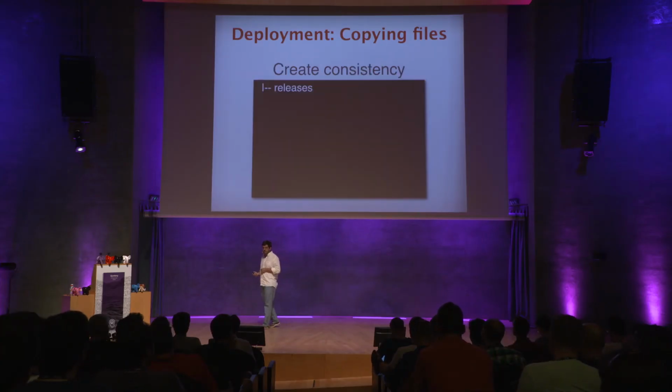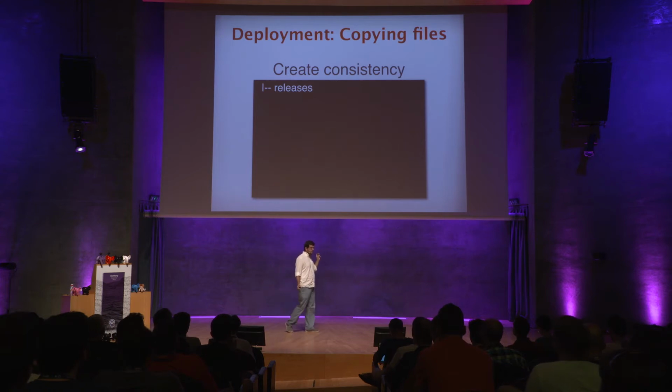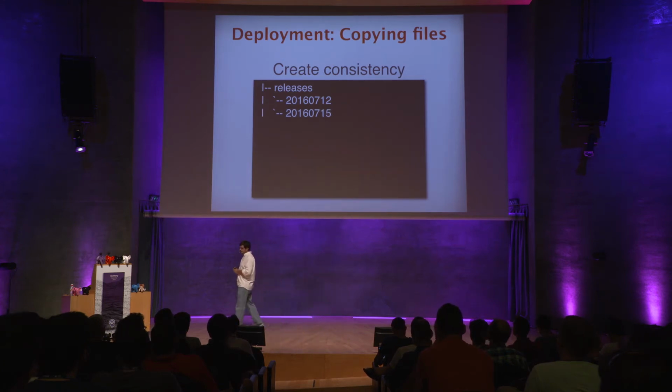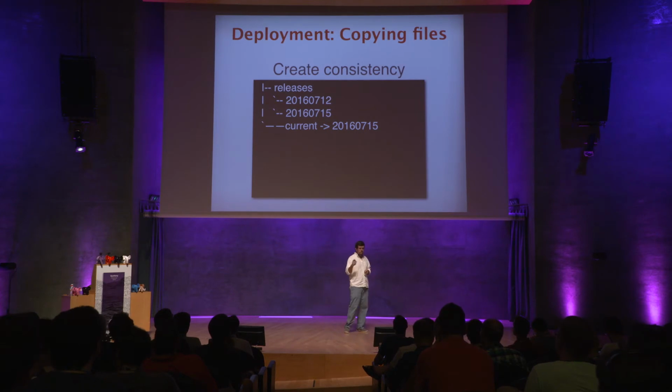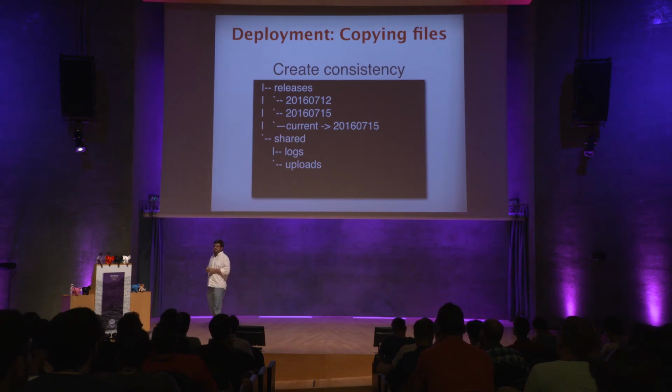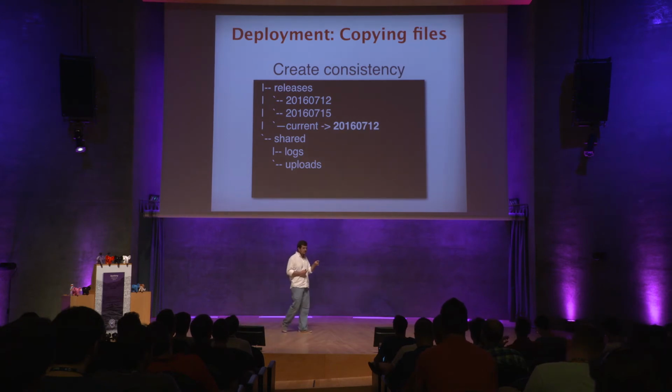We need to reach consistency. And we create consistency by putting each release, each new version of our application, into a directory in a releases directory, for example. So we have directories with a timestamp. In this case, I have the date, but you can add the time. And then you create a symbolic link that points to the proper version of your application. You may need to store shared files like logs or uploaded files from the site. So you put those in a separate place, and then you create links from the new release into these shared directories. And then if you need to change the version, you just change the current symlink. You change it to the previous version. This is how we create consistency.